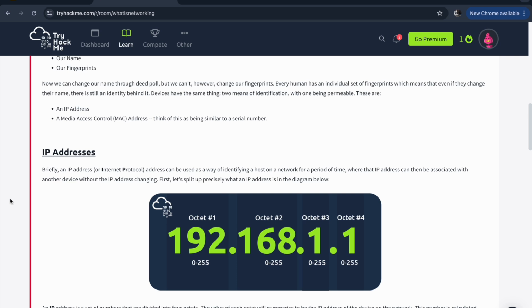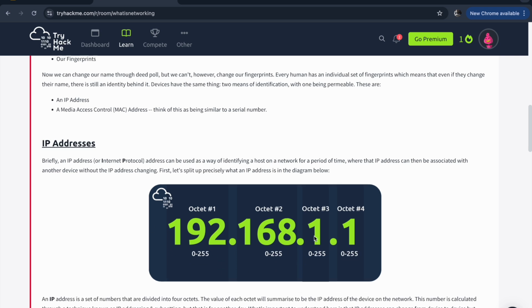Briefly, an IP address, or Internet Protocol address, can be used as a way of identifying a host on a network for a period of time, where the IP address can be associated with another device without the IP address changing. First, let's split up precisely what an IP address is in the diagram below. Now you can see they have different octets, which we're going to be talking about later on. These can range from 0 to 255, and this is usually a Wi-Fi network.